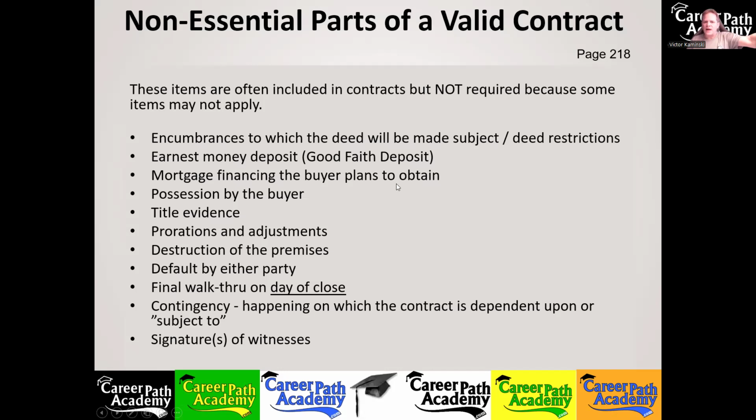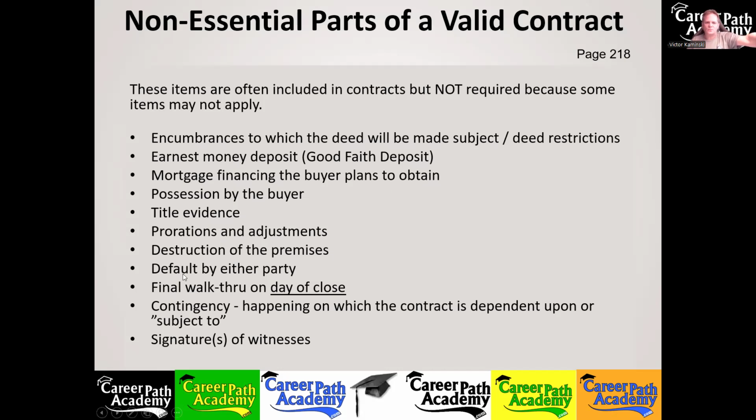Mortgage financing the buyer plans to obtain. Well, what if they're buying cash? That's why that's an optional one. It's not essential. Possession by the buyer: what date the buyer is going to get possession. The title evidence, the form of title evidence that was used. Prorations or adjustments. What happens in the event of destruction of the premises? Now, we have all of these things in our contract, but these are not essential elements in order for the contract to be valid.